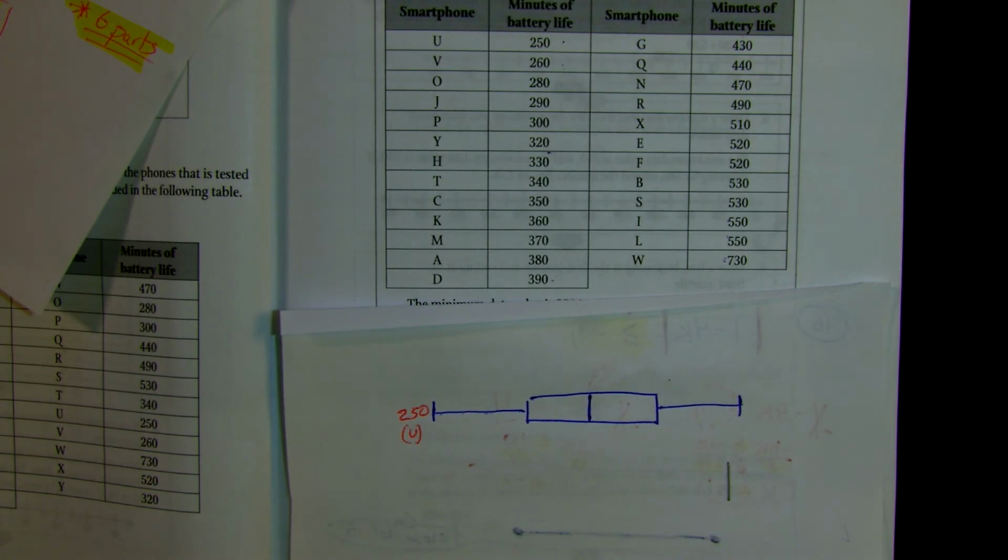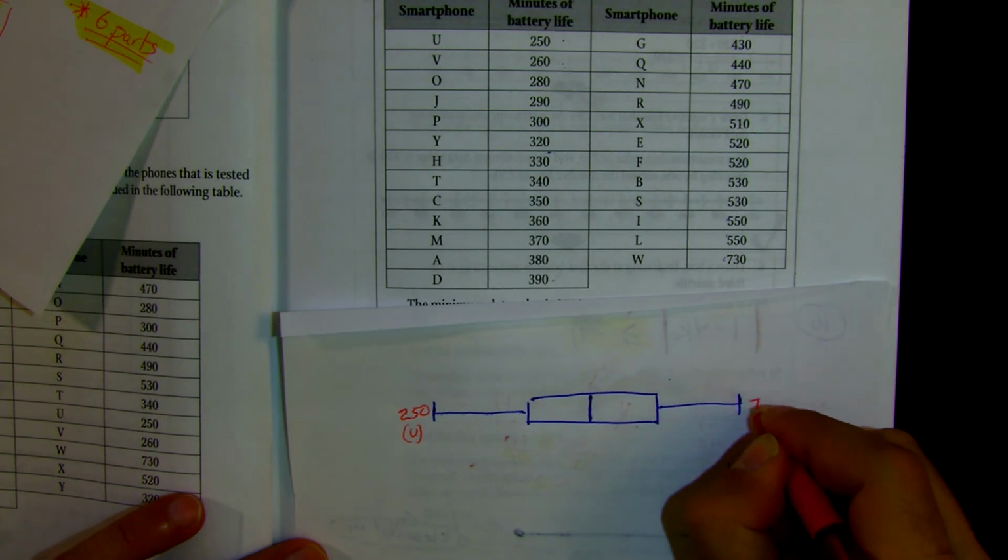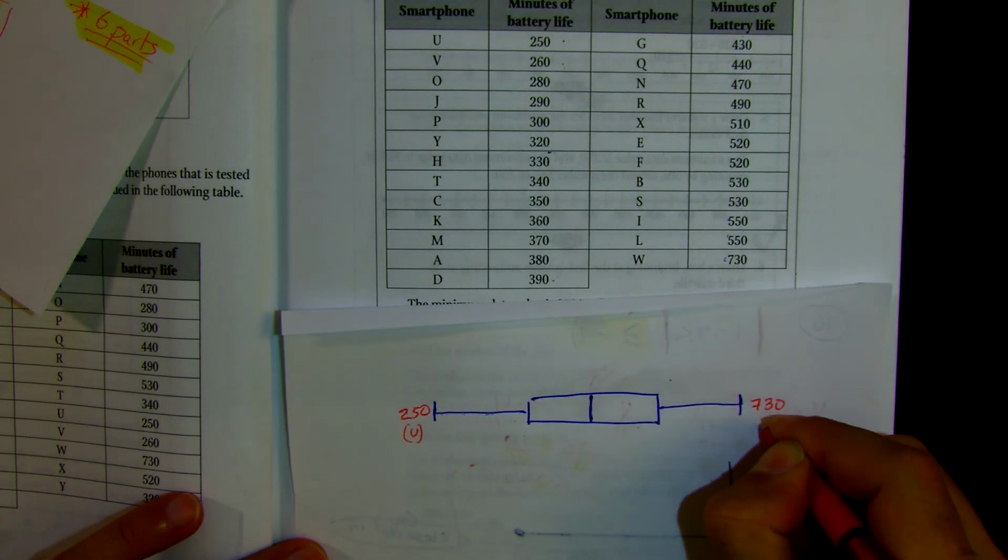All right, and then the phone that lasts the longest, that's actually pretty good. That thing lasts like 12 hours and 10 minutes. It's phone W.